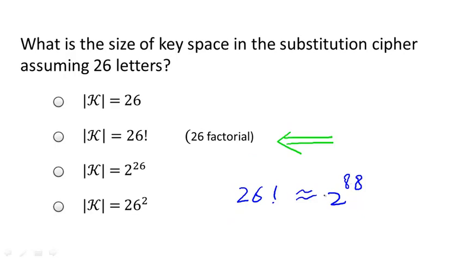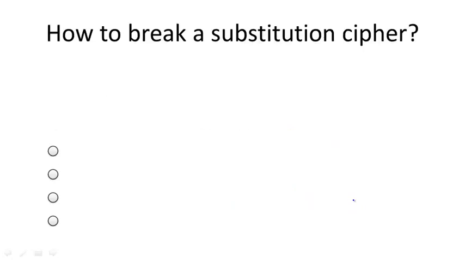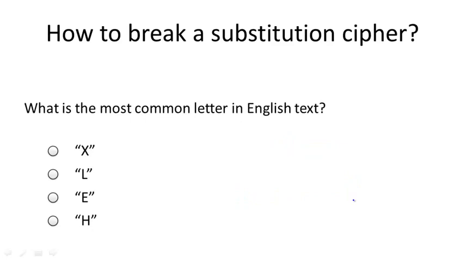Now, this is a perfectly fine size for a key space. In fact, we're going to be seeing ciphers that are adequately secure with key spaces that are roughly of this size. However, even though the substitution cipher has a large key space of size 2 to the 88, it's still terribly insecure. So let's see how to break it. To break it, we're going to be using letter frequencies. The first question is, what is the most frequent letter in English text? I imagine all of you know that, in fact, E is the most common letter. And if we make that quantitative, that's going to help us break a substitution cipher.